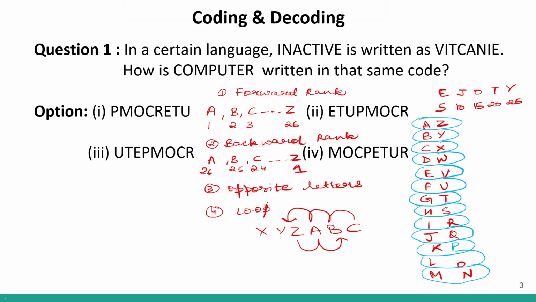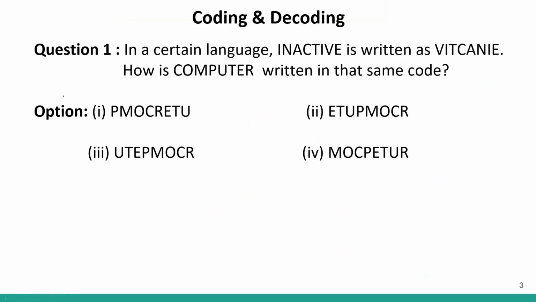These 4 concepts are important, and with the help of these 4 concepts, we can solve any question on coding and decoding. Okay, so let us start with question number 1. Question number 1 says, in a certain language, INACTIVE is written as VITCANIE. We have to find how COMPUTER will be written in that same code.